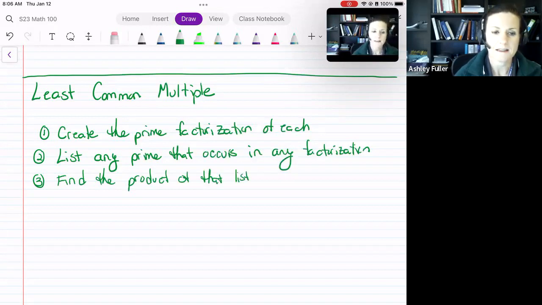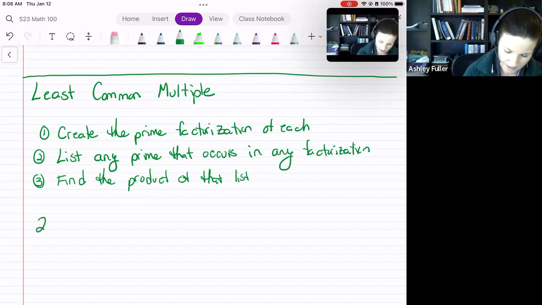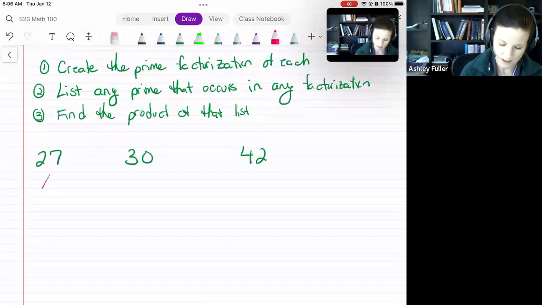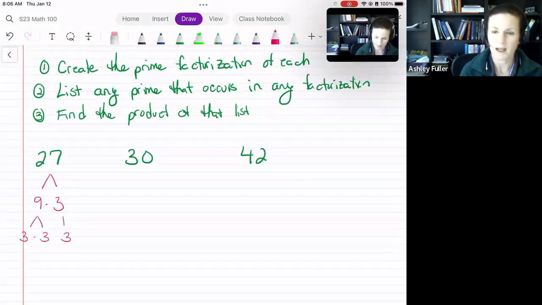What that means is, as an example, suppose we wanted to find the least common multiple of 27, 30, and 42. Practicing our prime factorizations, we know that 27 can be divided into 9 times 3. 9 can then be divided into 3 times 3, and that 3 remains. So there's our prime factorization of 27.